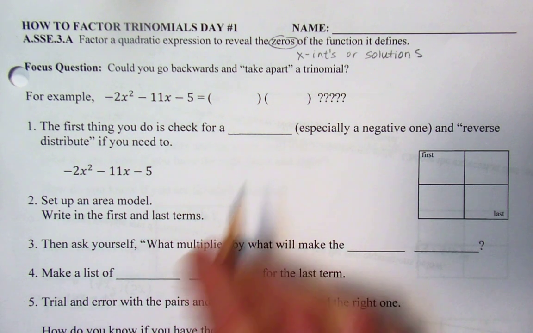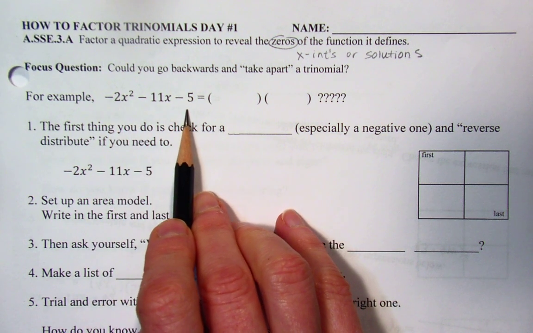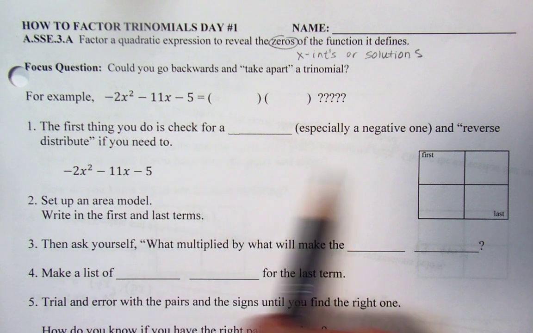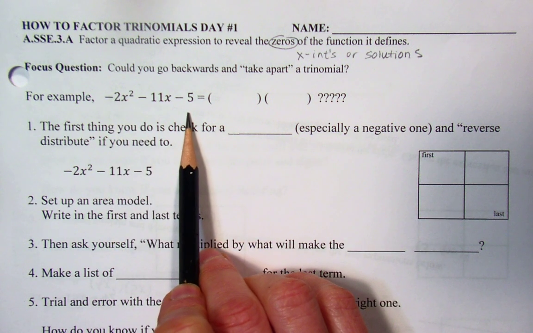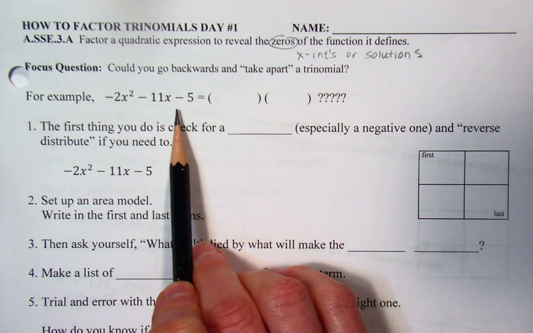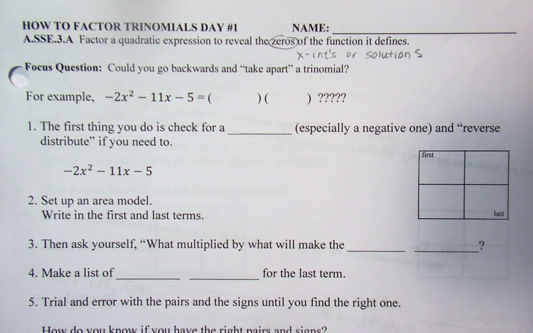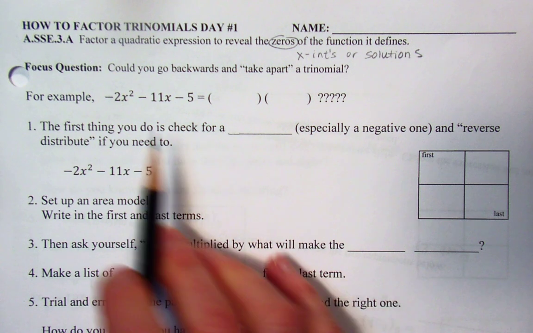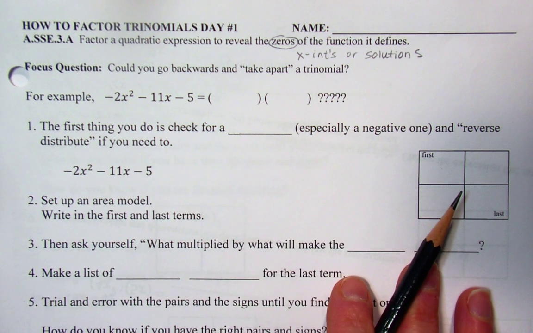Could you go backwards and take apart a trinomial, such as this one right here? In the past, we factored binomials, and we've also used an area model to factor 4-term quadratics. But now we want to know, can you factor 3-term quadratics when you don't know exactly what to write into each of these 4 spaces? Eventually, our overall objective is to be able to have you do this symbolically, but we're going to start with a visual model if we can.